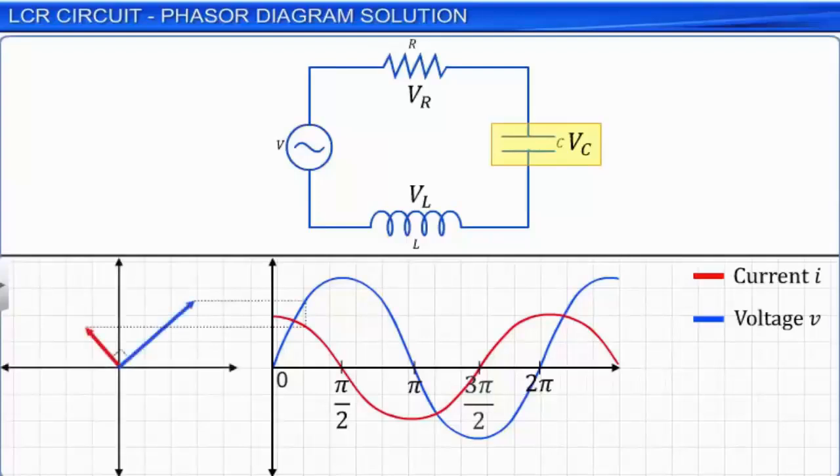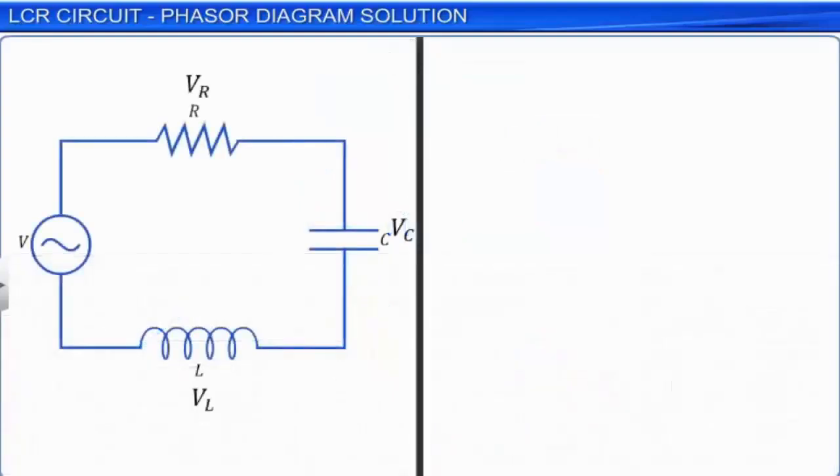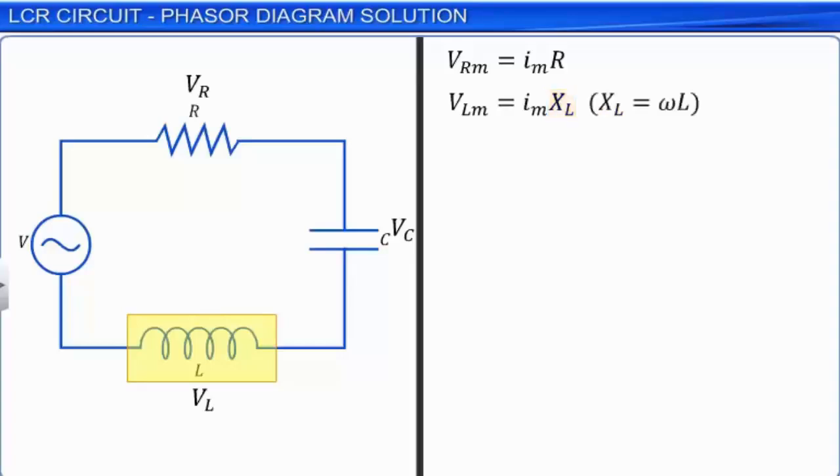The amplitude of the voltage across the resistor is VRM equal to Im into R. The amplitude of the voltage across the inductor is VLM equal to Im into XL, where XL is the inductive reactance of the inductor. We know that XL is equal to omega L. The amplitude of the voltage across the capacitor is VCM equal to Im into XC, where XC is the capacitive reactance of the capacitor.